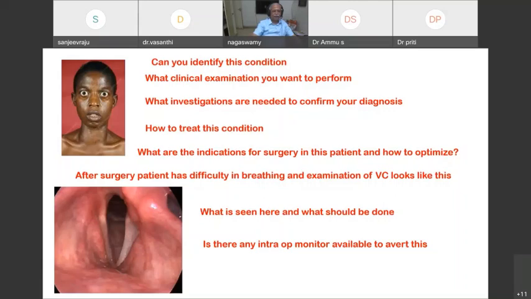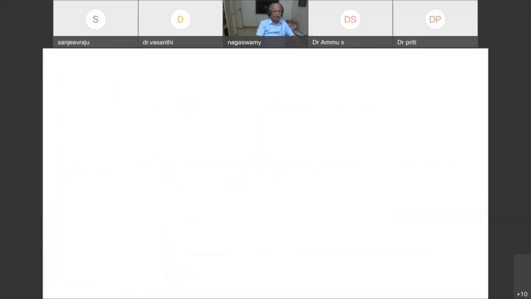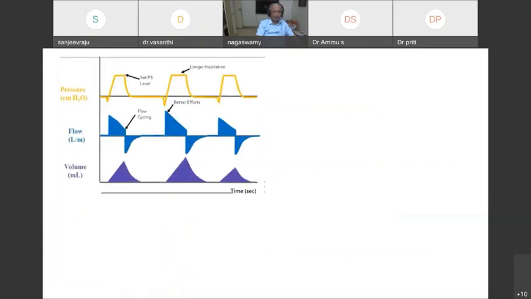Is there any intraoperative monitor to prevent this problem? Some special tube. Madam is giving you the answer. An EMG tube can be used. Yes, you can use that. Okay.